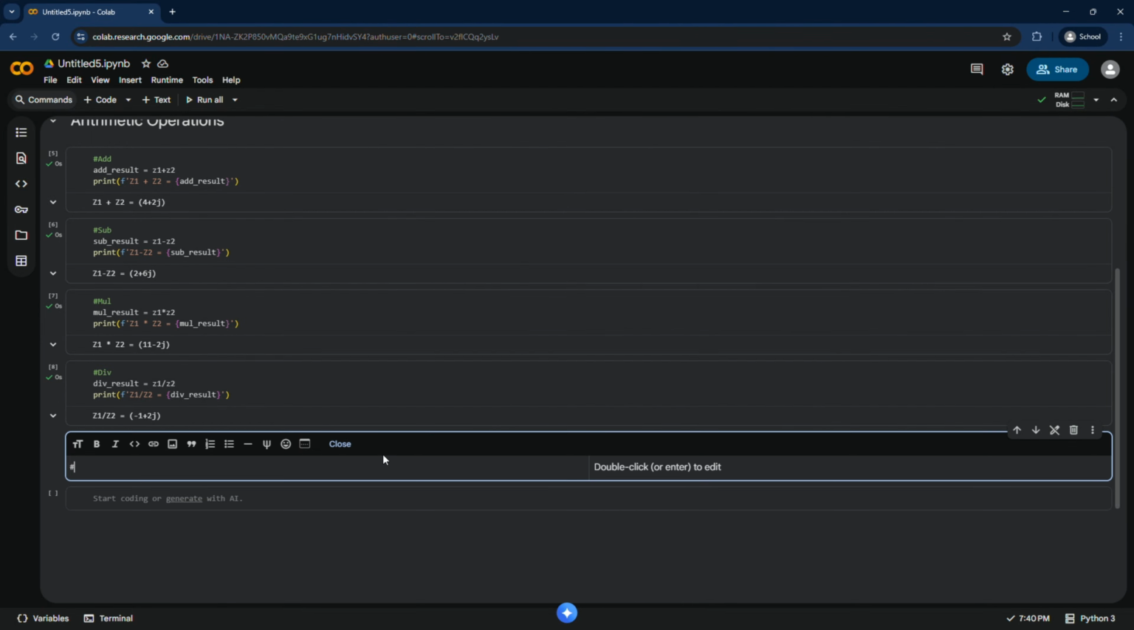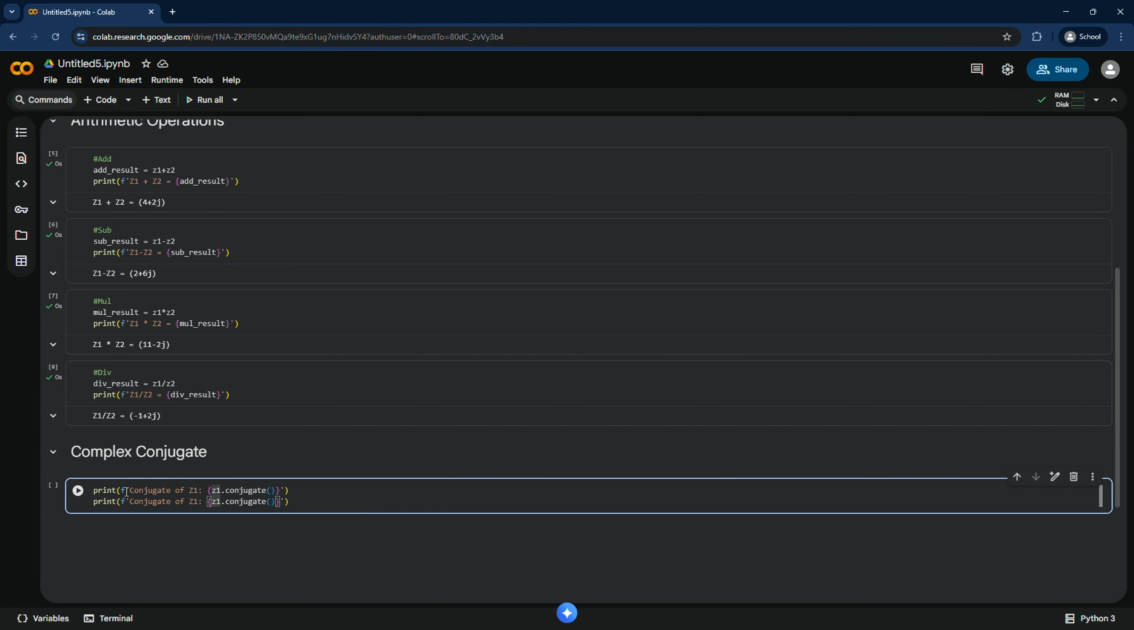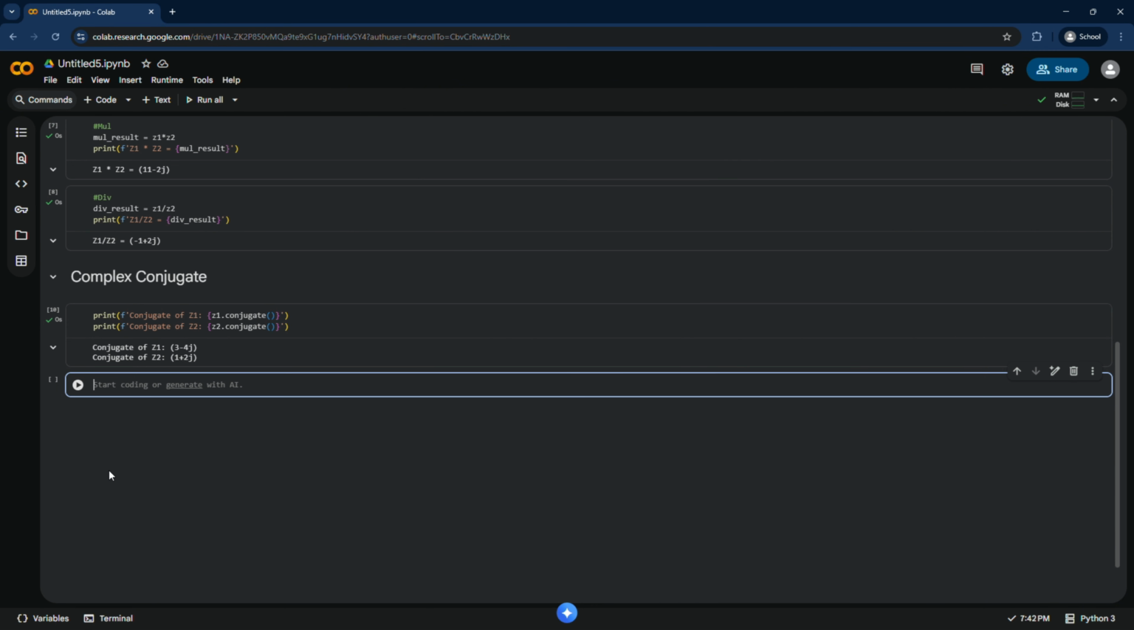Now find the complex conjugate. To get the conjugate, Python gives us a dot conjugate function. So this simply flips the sign of the imaginary part, exactly as the math says.